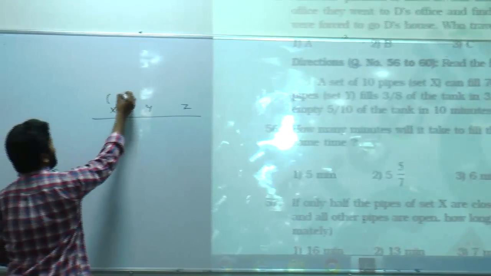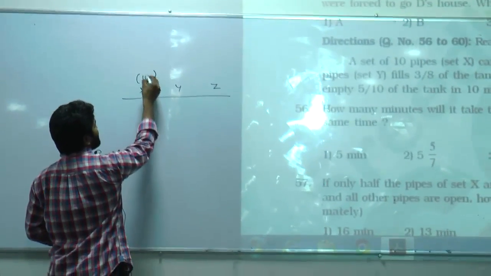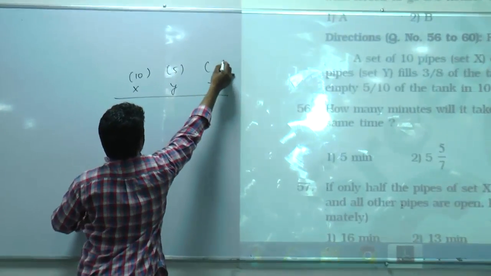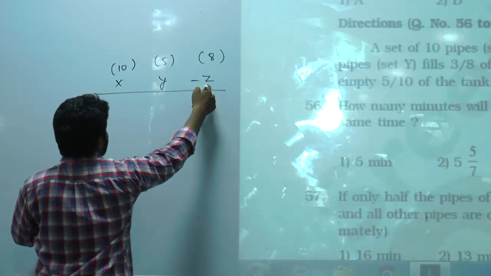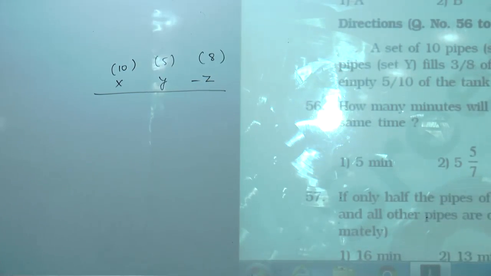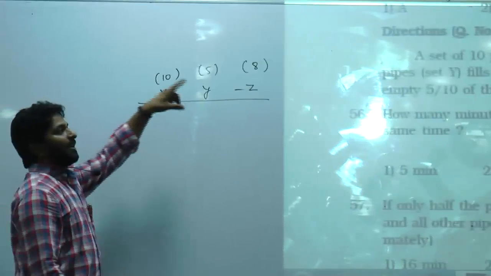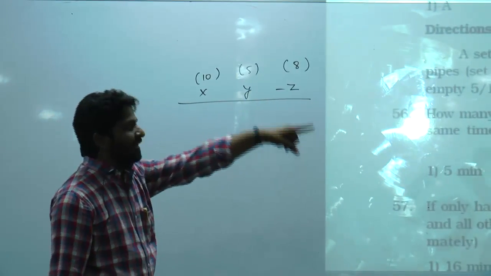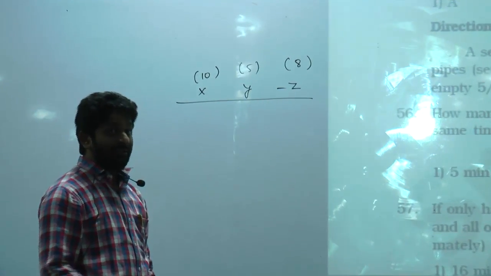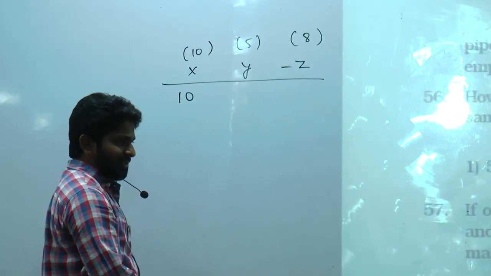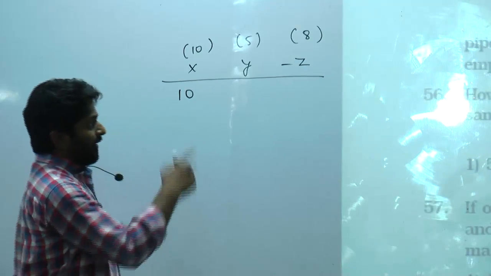How many taps are here? 10 taps. How many taps are here? 5. How many are here? 8. This is an outlet pipe, so minus. Be careful with that. 10 pipes together can fill 70% of the tank in 7 minutes, so 100% of the tank is filled in 10 minutes. Correct? Next, pipe Y.